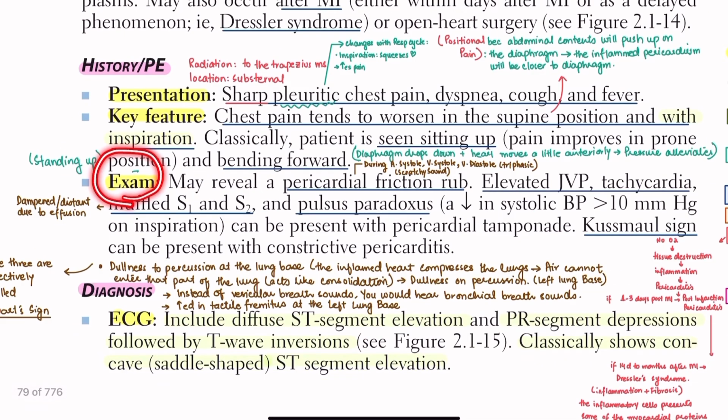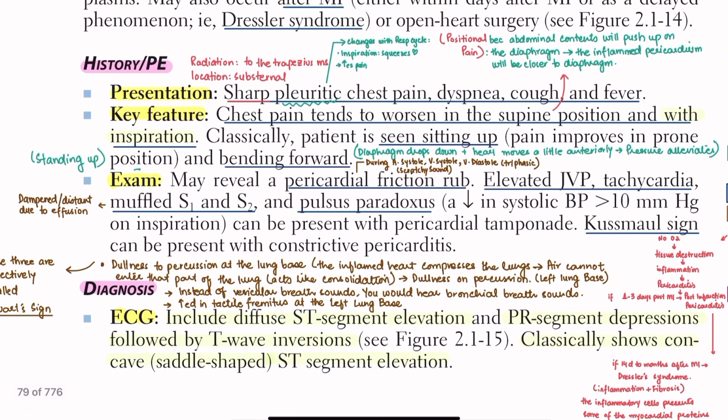When you examine the patient, what will you find? You will find a pericardial friction rub, and you will hear this most commonly during atrial systole, ventricular systole, and ventricular diastole, which makes it triphasic, and this will be a scratchy sound. So there will be a pericardial friction rub, which is going to be triphasic, in atrial systole, ventricular systole, and ventricular diastole.